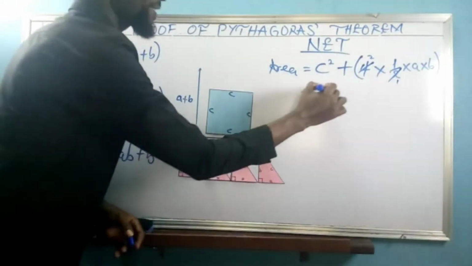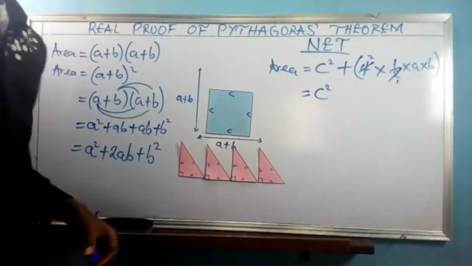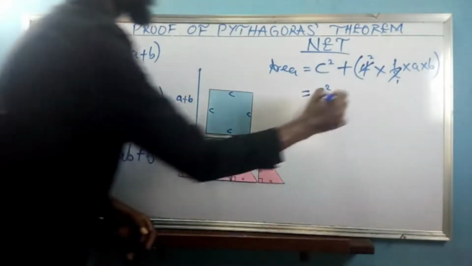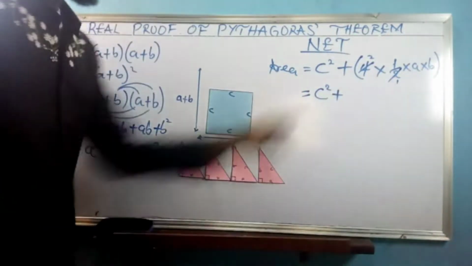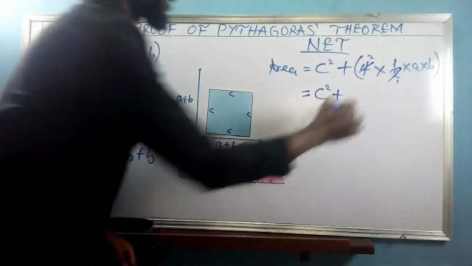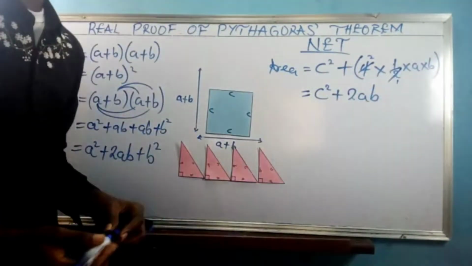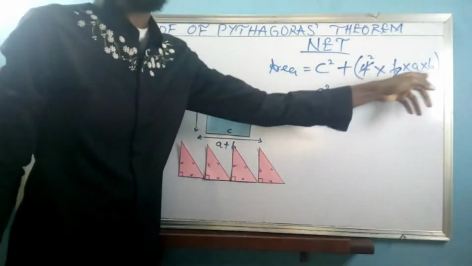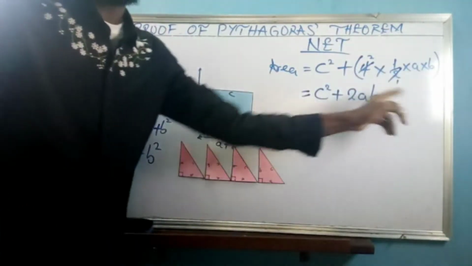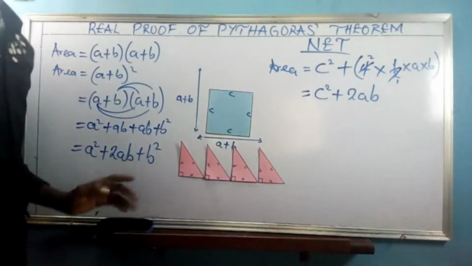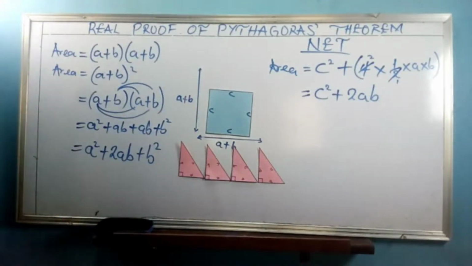So the next thing is C square plus, we have 2 that remain, don't forget, 2AB. A times B is AB. 2 times A times B, 2AB. Did you get that? 2AB. Fine. Now look at it now.